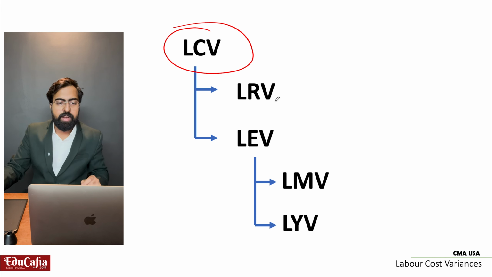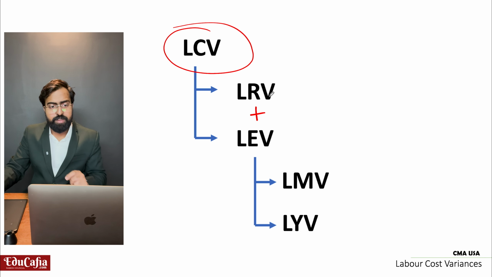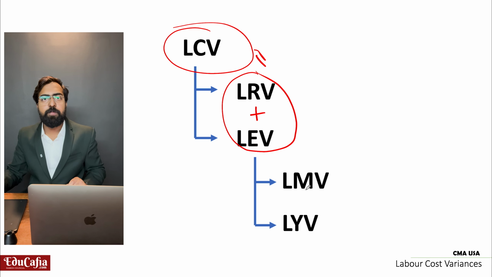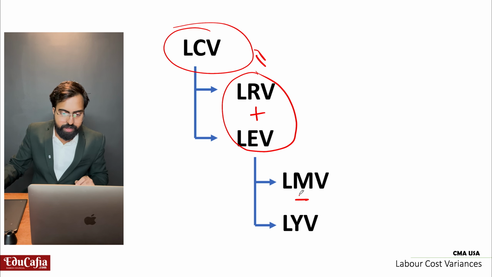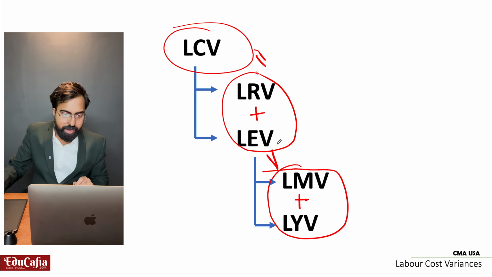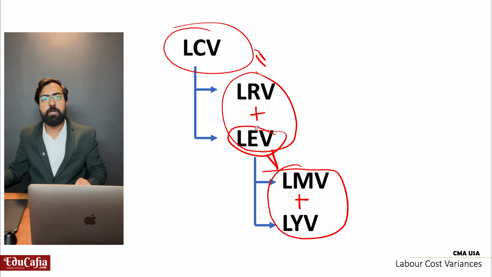If we know the labor rate variance plus the labor efficiency variance, that will be equal to the labor cost variance. If we know the labor mix variance plus the labor yield variance, that is equal to the labor efficiency variance.